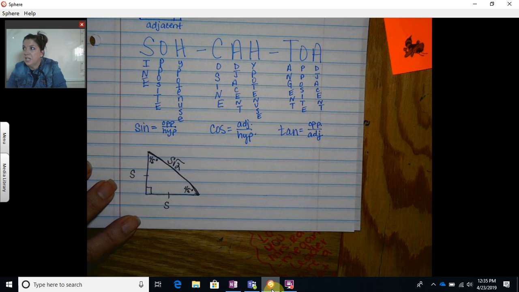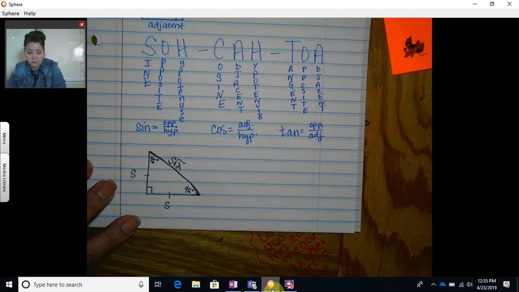So say the length of your short side was 5, the length of your hypotenuse would be 5 square root 2. Okay? If the length of your short side was 7.9, then the length of your hypotenuse would be 7.9 square root 2, and of course you could simplify that to get just one decimal. So this is a 45-45-90. That's what it's called.